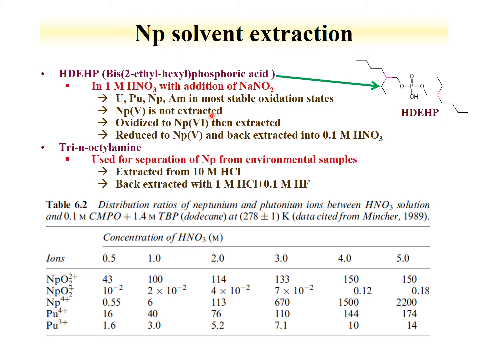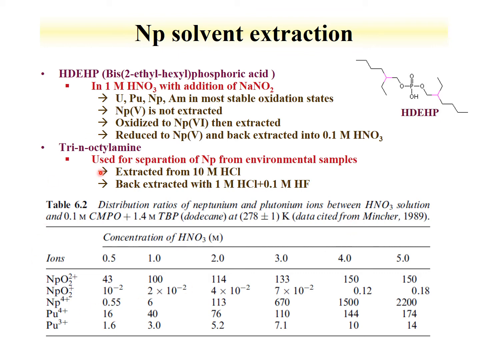So we get oxidized material we can extract, and then if neptunium is reduced back to the 5, it can be back extracted into 1 molar nitric acid. Trioctylamine is also used, and this has been exploited for separation of neptunium from environmental samples, where you can extract the neptunium in 10 molar HCl, and then back extract it with weaker HCl and a little bit of HF.